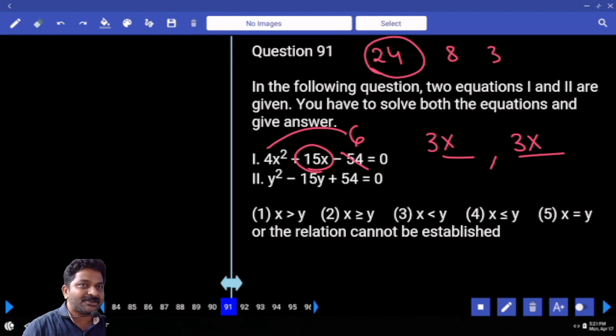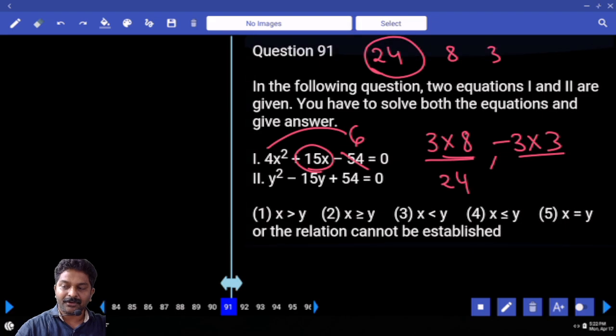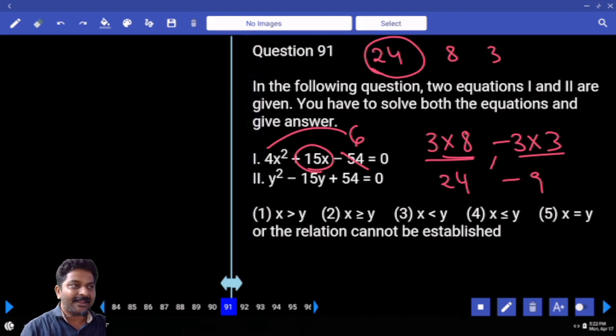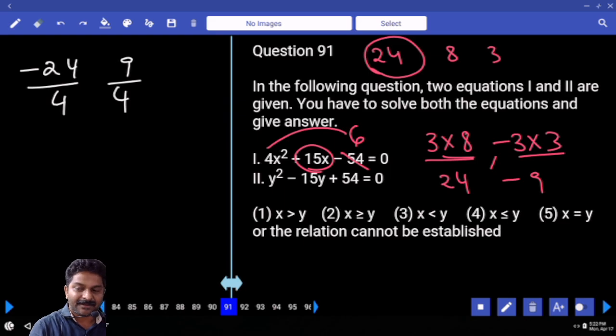One number is positive, one number is negative, right? So 8 minus 3, that is 5. 5 3 times is 15. Is that okay? So my combination is 3 into 8, 24 minus 9. Sum is 15. Product is 4 times of 54, satisfied. Then factors are 24 negative number, 9 positive number divided by coefficient of x square.